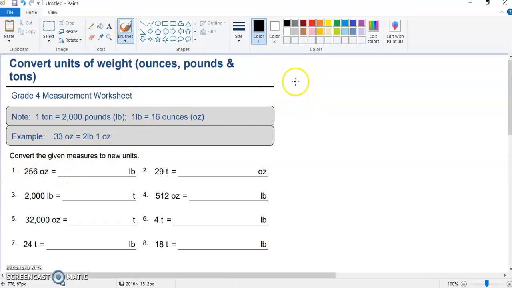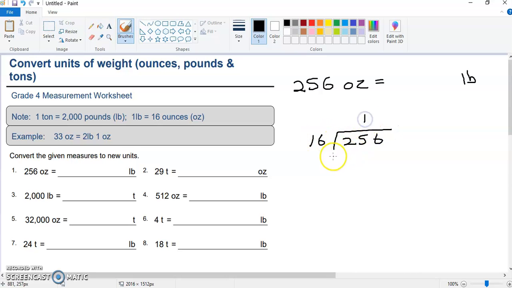The first one says 256 ounces. And they abbreviate using OZ. I don't know why, but ounces. And that equals how many pounds, which is LB. I think I knew once, but I forgot why they use LB. But what do we know? Well, we know that every pound is 16 ounces. So if you want to find out how many pounds we have, we just divide. 256 divided by 16 is what?